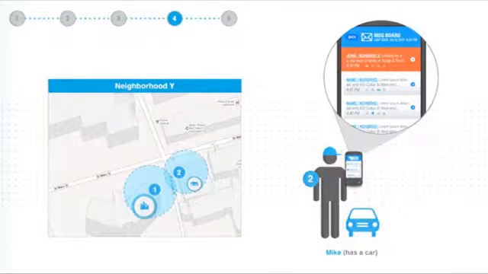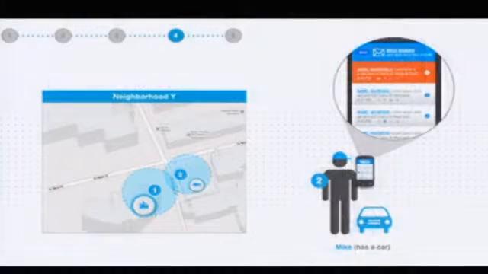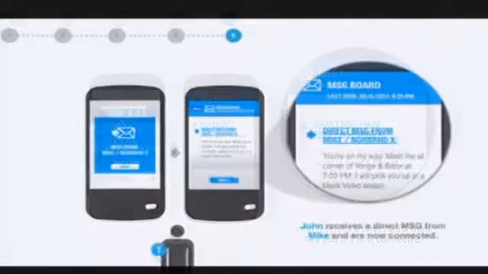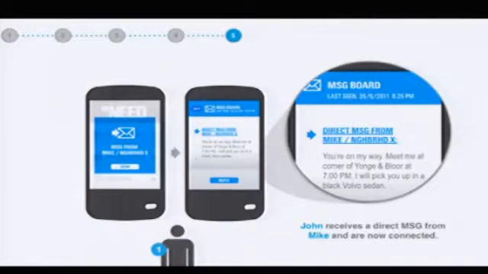Mike, who's another member in neighborhood Y, sees John's message, and because he has a car and is on his way, he decides to send John a direct message telling him to meet him at a specific time and place. John gets the message, and finally they are connected to one another.